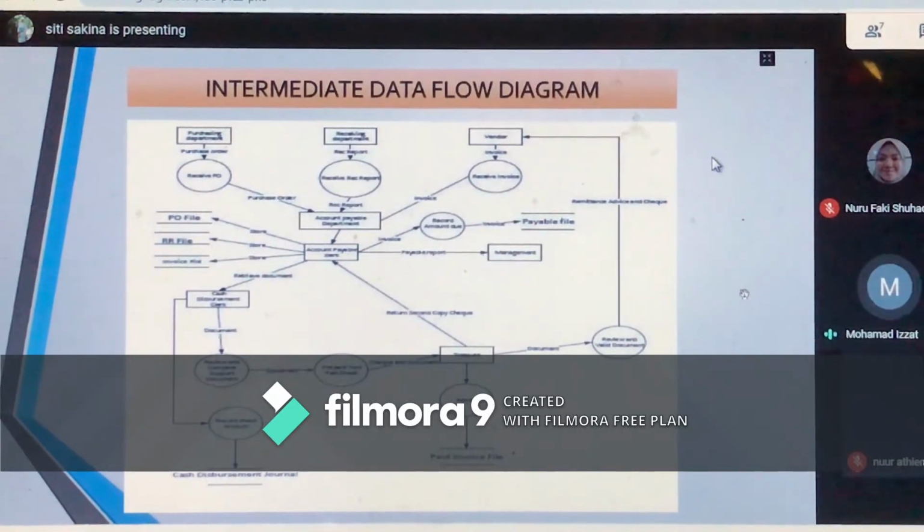The process is to review and compare the supporting documents, and then together with the documents, they prepare a two-part check and give it to the treasurer. The cash clerk also records the check amount due in the cash disbursement journal. That is the parallel line for data store.